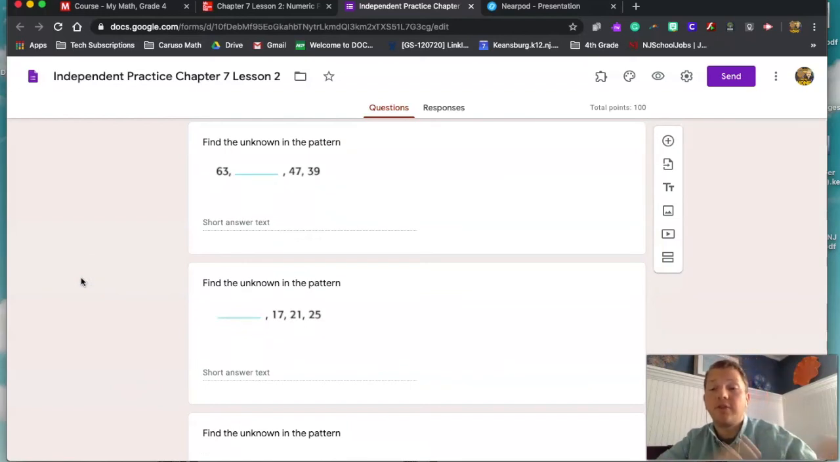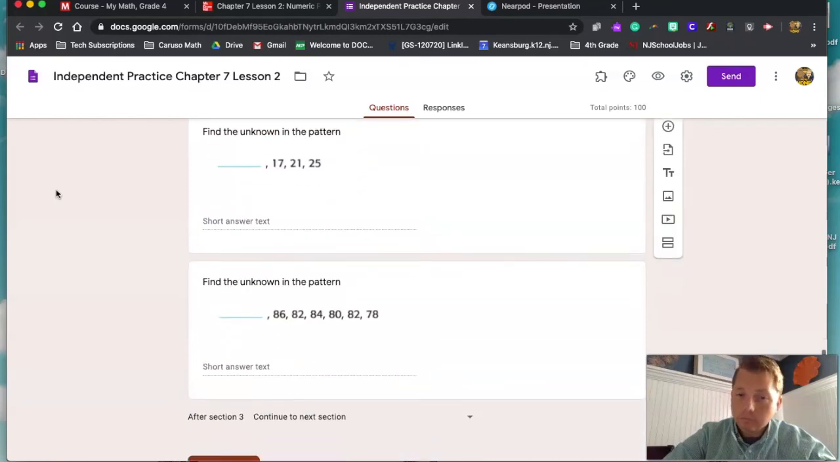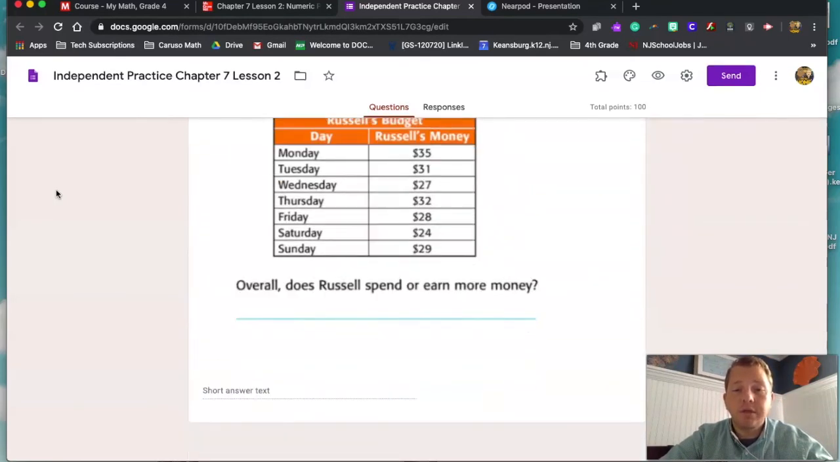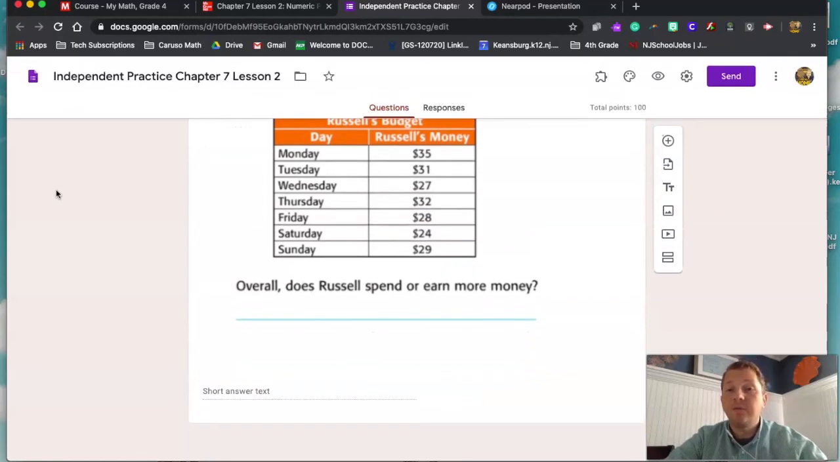So we're not looking for the next number. Right here, we have 63, but then we don't know what comes next, but we know if we go from 47 to 39, there's a difference. And I can also tell that this one is actually decreasing. So that pattern might be something that has to do with subtraction, because the number starts at 63 and ends at 39. So I know it's going down. You're going to do that all the way along. And we got a couple problem solving questions. I think there was 2. And that's it for the Google form.